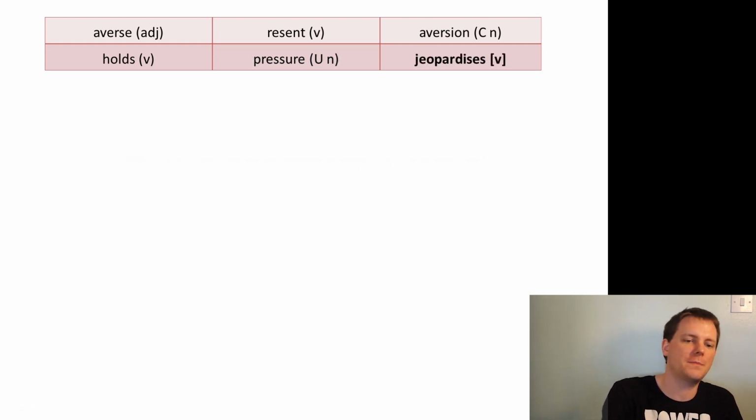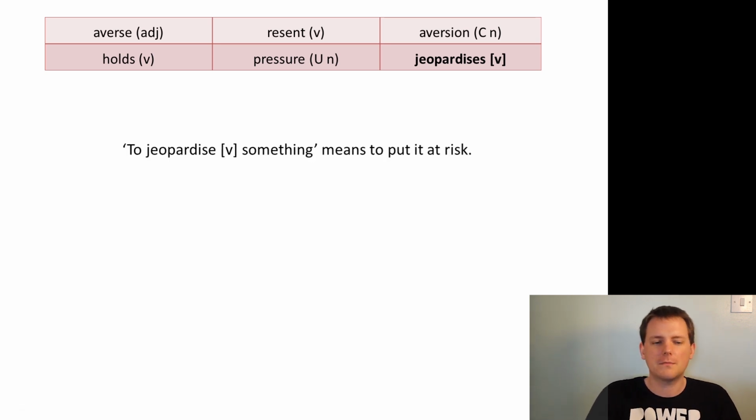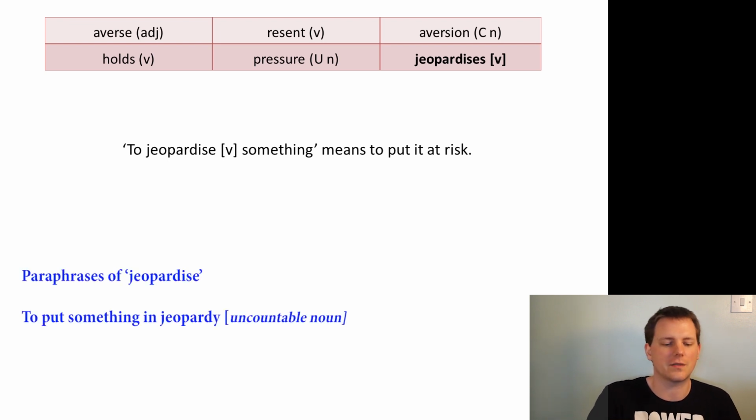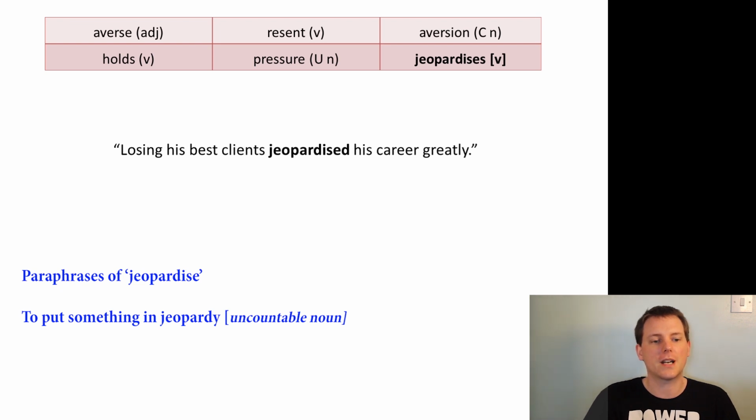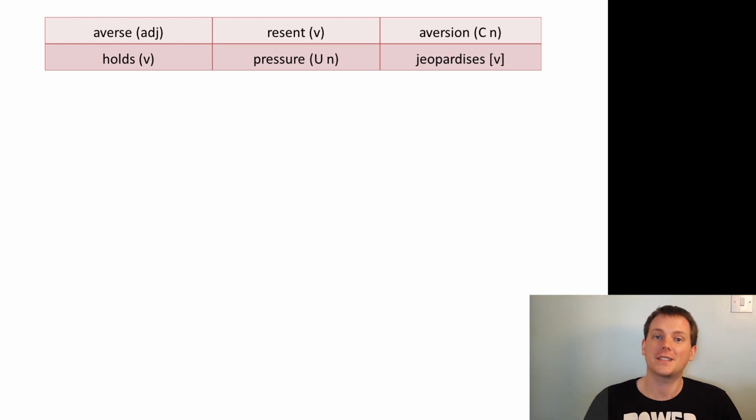And lastly, jeopardizes is a verb. To jeopardize something means to put it at risk. You kind of threaten it, is what it can mean. So, you can say, losing his best clients jeopardized his career greatly. For sure, he lost his best clients, best customers. It put his career at risk. It kind of threatened it. Maybe his career isn't going to do so well now. That's what jeopardize means.